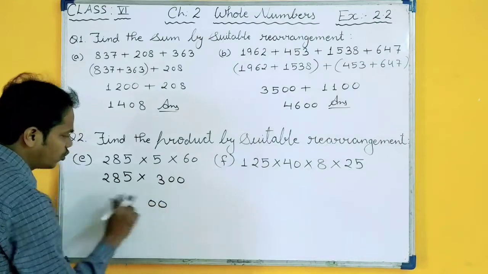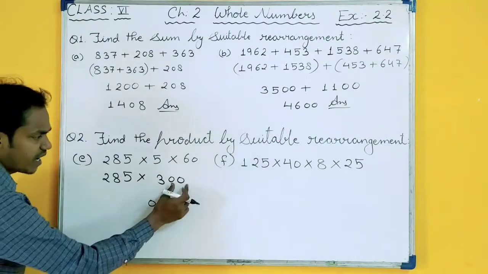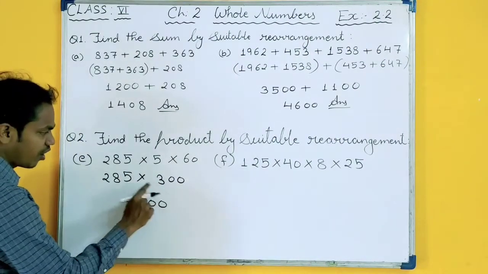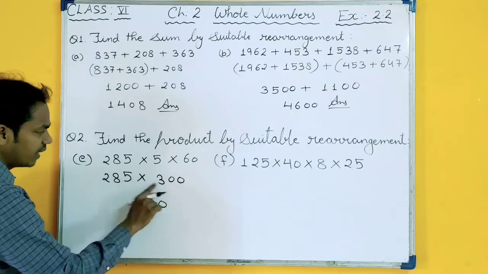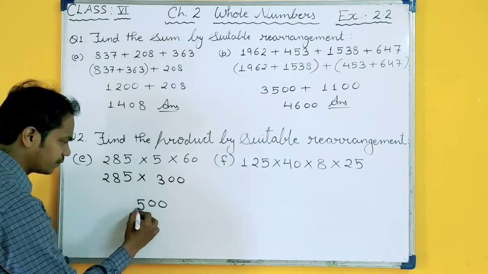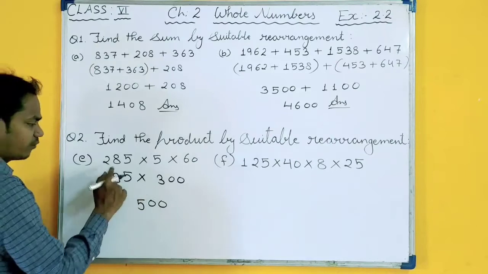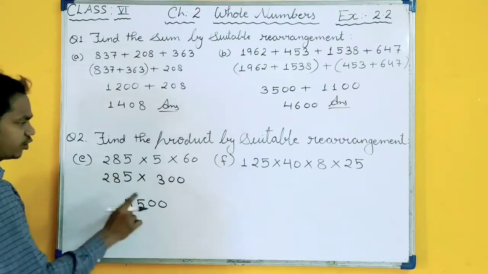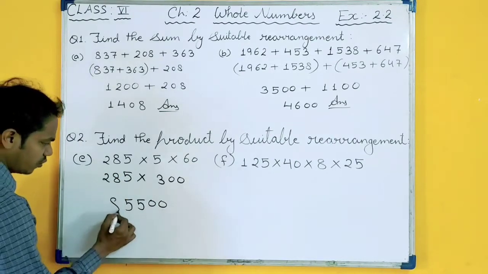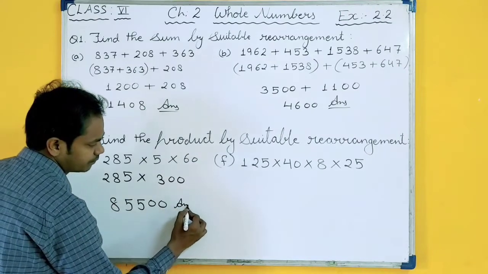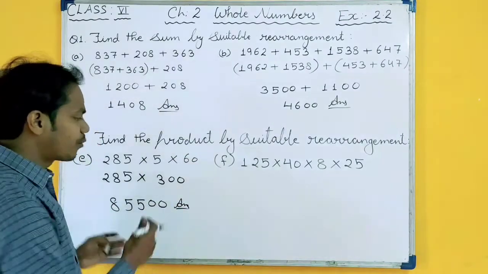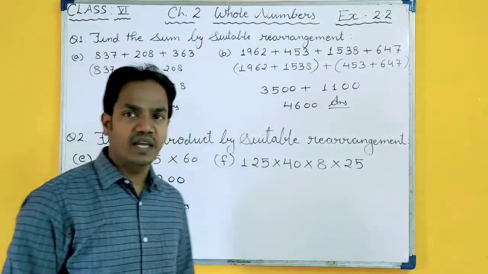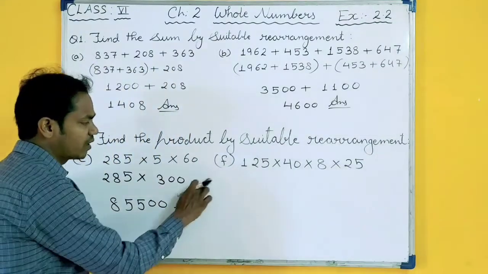So this is a suitable rearrangement. Now multiply 285 by 300. So I have taken this 0 as it is. Now 3 5s are 15, carry 1, 3 8s are 24 plus 1 is 25, carry 2, 3 2s are 6 plus 2 is 8. This is your solution. This property makes your multiplication very easy. Easily you can get your answer.